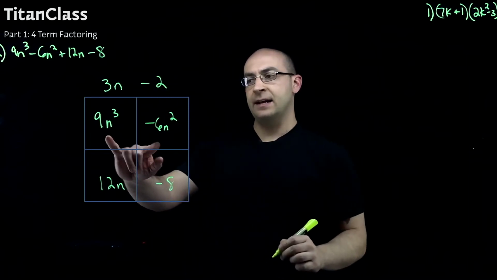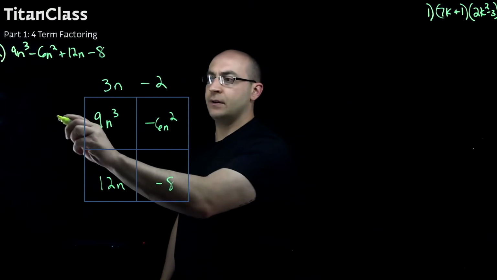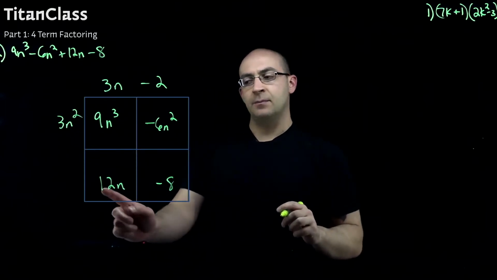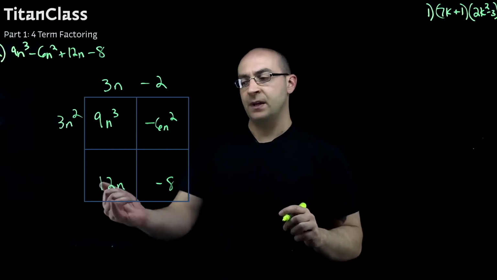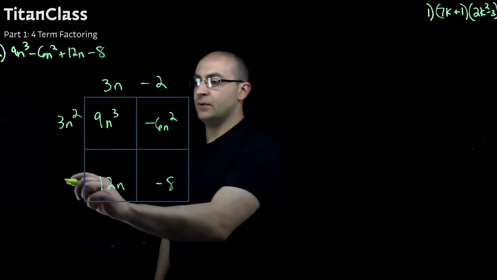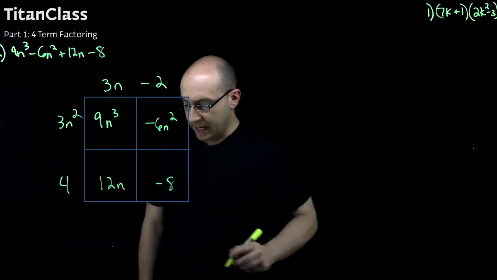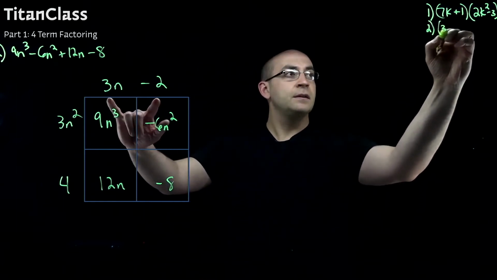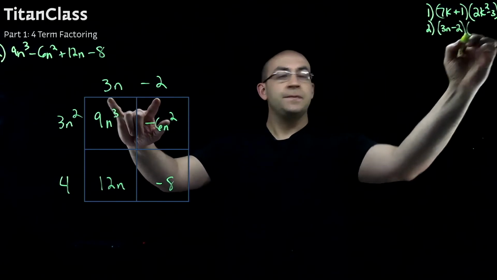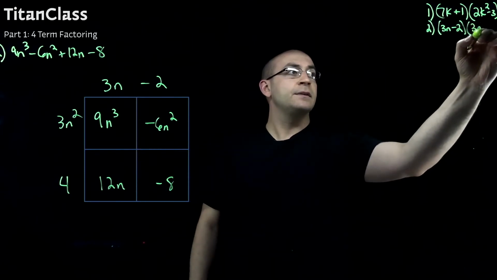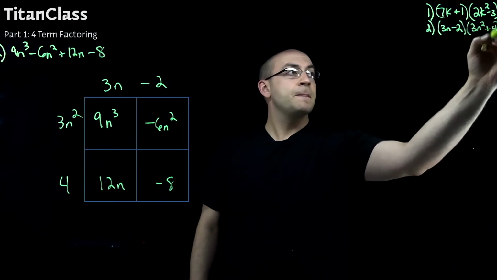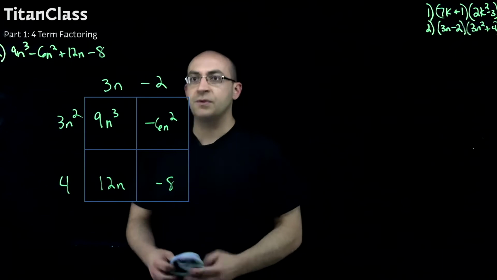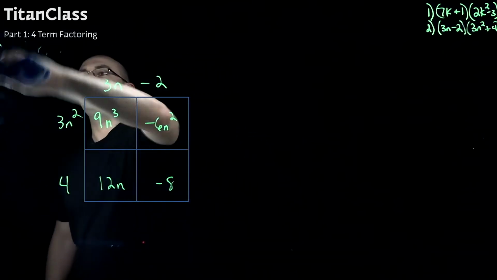From side to side now, I've got a 3n squared, because I can factor out the 3 from both of these. And then this one, positive number, so this is going to be a positive 2. I can divide by 4 evenly on both of them, so we've got a 4 here. Our answer for number 2 is going to be 3n minus 2 and 3n squared plus 4. Okay. Hopefully you're getting these right if you're going along with me, because that is kind of the purpose of the video, right?